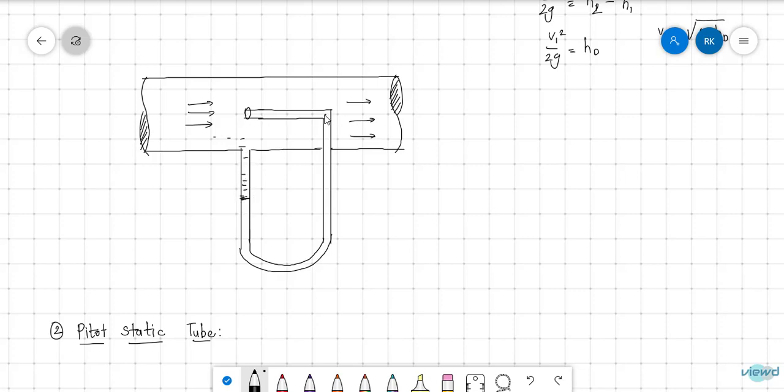And here the pressure is more, since the velocity is converting into pressure energy, the kinetic energy is converting into pressure energy. At this point 2, the velocity will be 0 and pressure will be more. So it pushes the manometric fluid downwards than this first point. So this is H1 and this is H2.